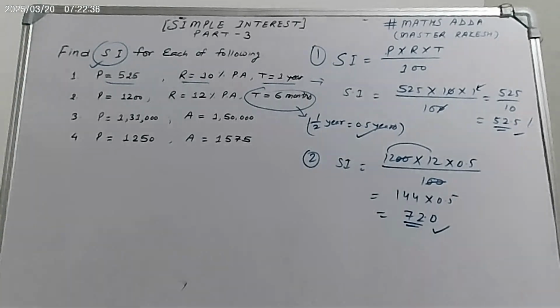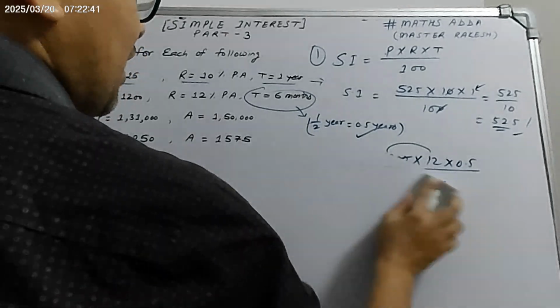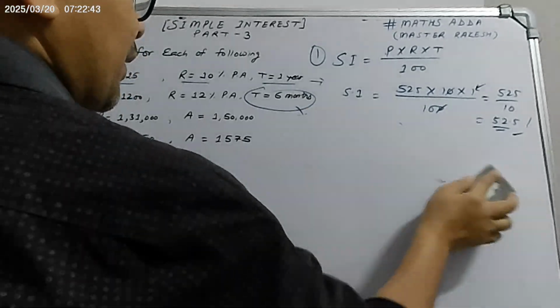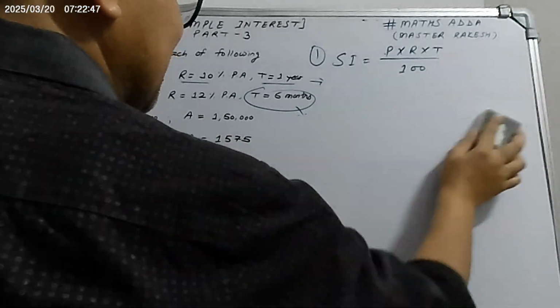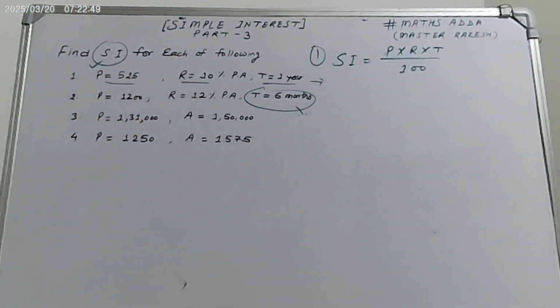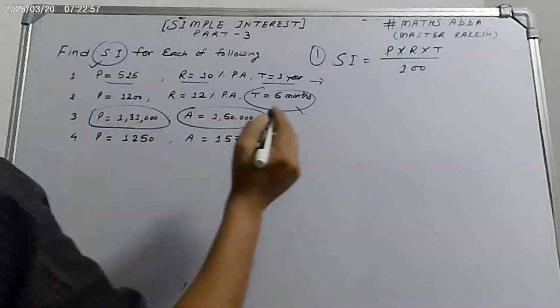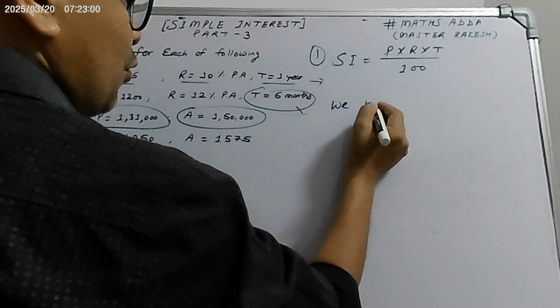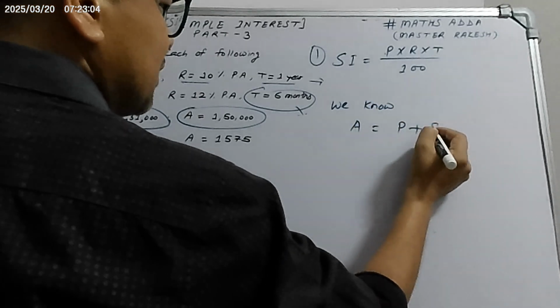Now we'll solve question number third. That is a bit important question. I'll solve it for you. The formula is the same as it is. We know the formula for amount: amount equal to P plus SI. So here amount is given, P is given. We know amount equal to principal plus SI.